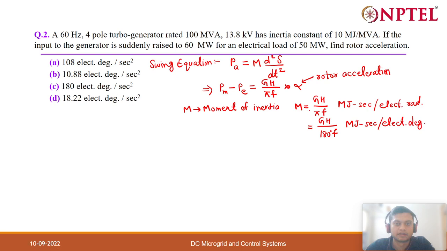So we can write M as GH divided by 180 degree into f. Then we can write Pm minus Pe equal to GH divided by 180 degree into f, into alpha, where Pm is mechanical power and Pe is electrical power. We have Pm given as suddenly raised to 60 megawatt, and for an electrical load of 50 megawatt.